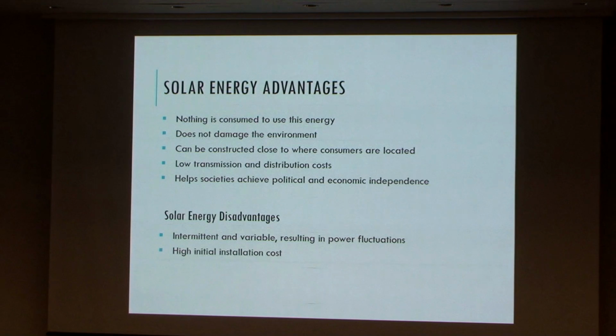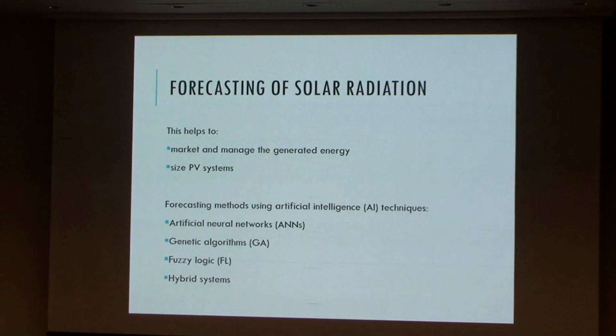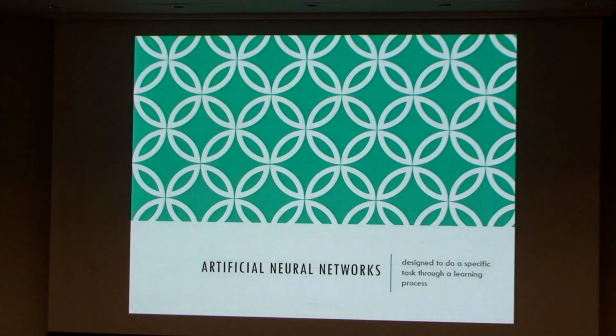Next, I'm going to talk about solar radiation forecasting. Solar radiation forecasting helps to market and manage the generated energy. Also helps to size the PV systems. Solar radiation can be forecasted using artificial techniques such as artificial neural networks, ANN, genetic algorithm, GA, fuzzy logic, or hybrid systems, which combine more than one technique. The most common technique is the artificial neural network, because it can model complex and nonlinear systems.